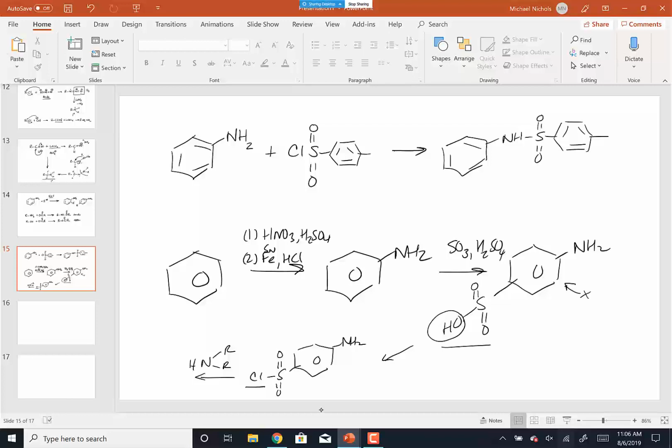So how do I convert the sulfonic acid to the sulfonyl chloride? What do I need? I need a reagent whose only purpose is to convert OHs to Cls. SOCl2 or PCl3, PCl5. That converts the sulfonic acid to a sulfonyl chloride. And then when I add the nitrogen to the sulfonyl chloride, I would add the nitrogen to the sulfur ring, or the sulfur part of the ring.